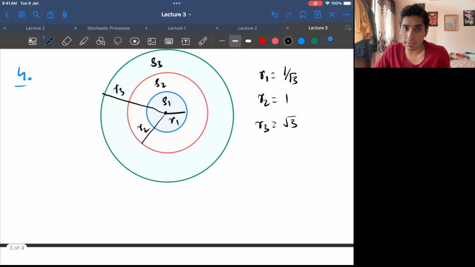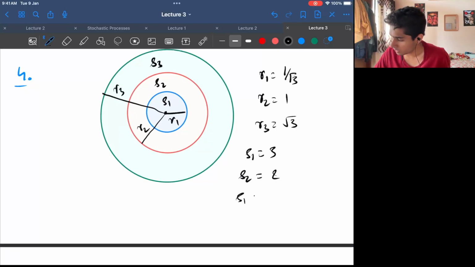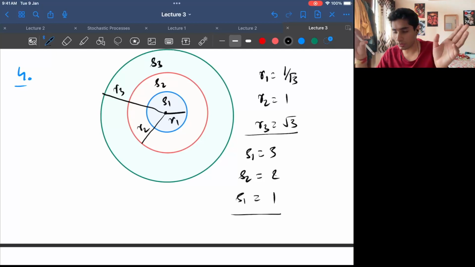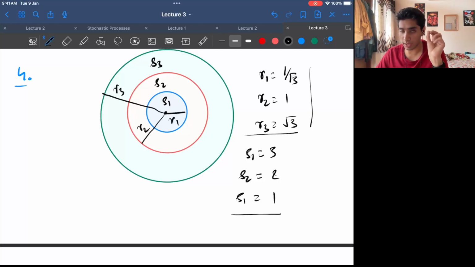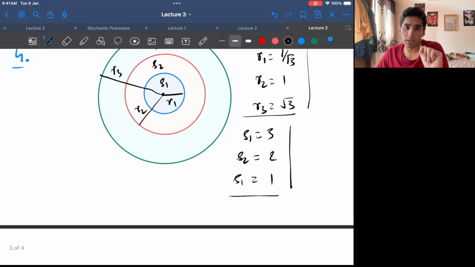Okay. And it is given to you that S1 is equal to 3, S2 is equal to 2, and S3 is equal to 1. So these are the pieces of information that are given to you. So again, I will explain. There is a dartboard with three concentric circles, and the radius of each of these circles is given to you here. And you are also given the score if you hit a particular region in the dartboard.